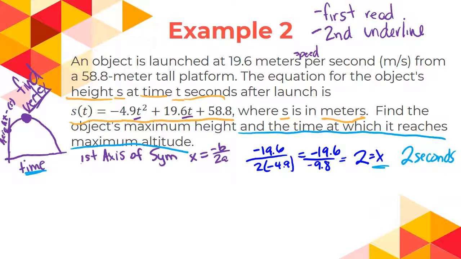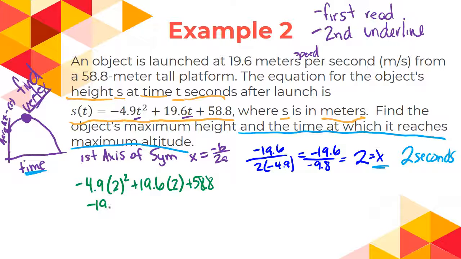Now, if I know my x value, to find any y value, I need to plug it into the equation. So wherever there's a t, I'm going to put a 2 because I want to know, hey, what's the height at time 2? So plug it in for every t value. Be very careful with parentheses. Maybe do it piece by piece so you don't make any, let's say, parentheses errors.